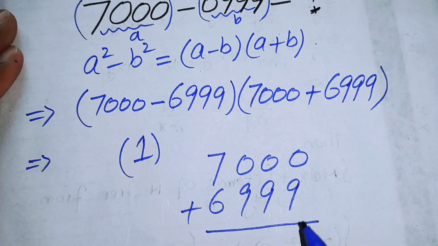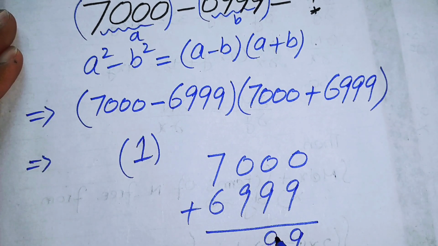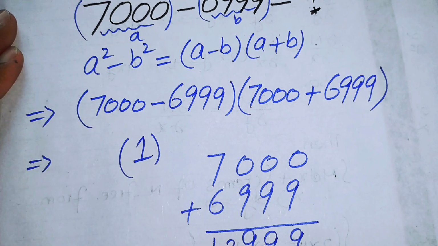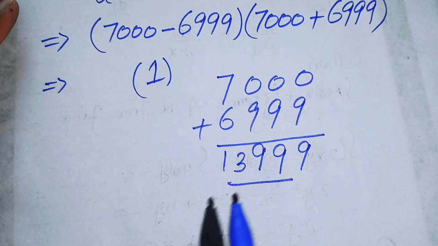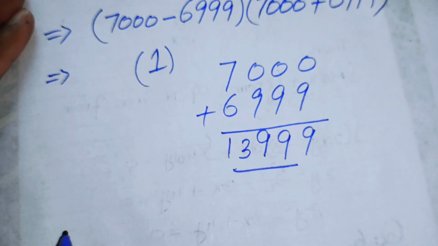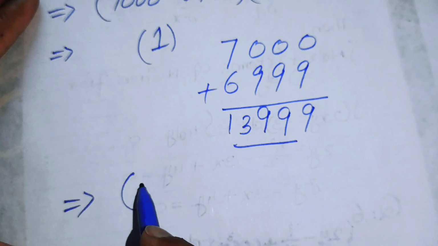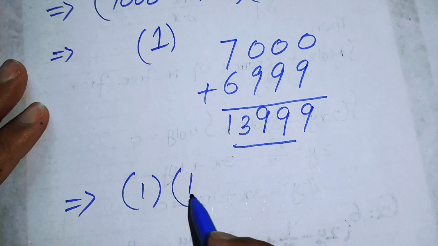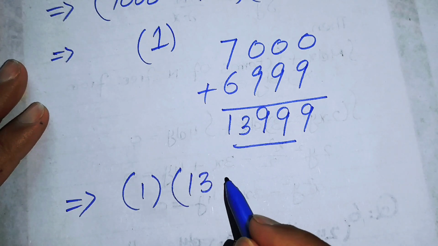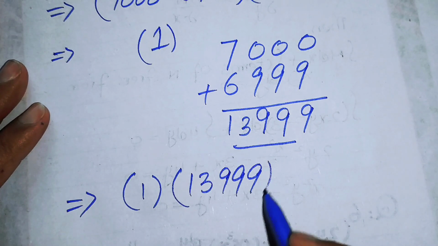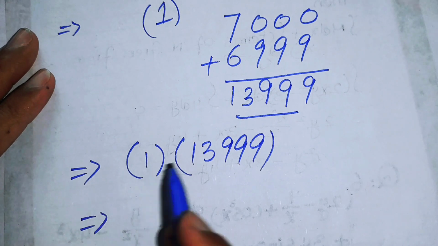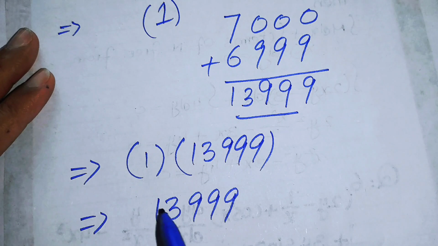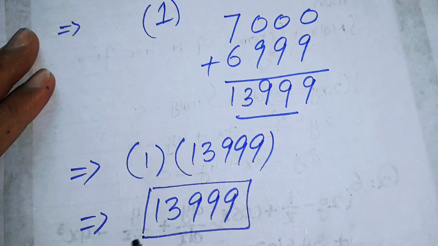6999. So 0 plus 9 is 9, 0 plus 9 is 9, 0 plus 9 is 9, and 7 plus 6 is 13, so this expression will become 1 times 13,999. When it is multiplied by this one, we will get 13,999, and this is our final answer.